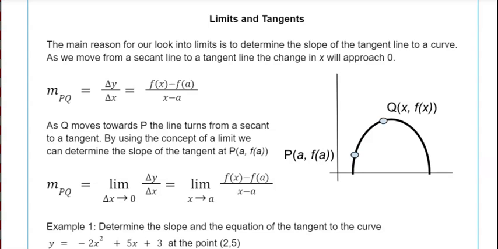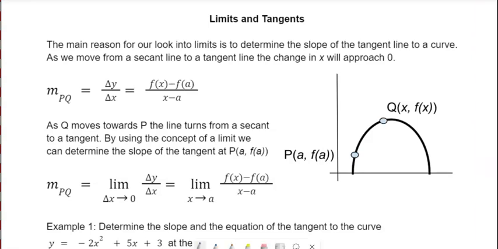So let's talk about limits and tangents. The main reason that we're looking into limits is to determine the slope of the tangent line to a curve. And as we move from a secant line to a tangent line, the change in x will approach 0. What I mean by that is if we look at these 2 points on the curve, we could have this as a secant. But we actually want to get to the point where we can have it as a tangent.